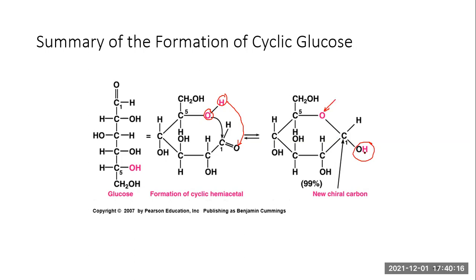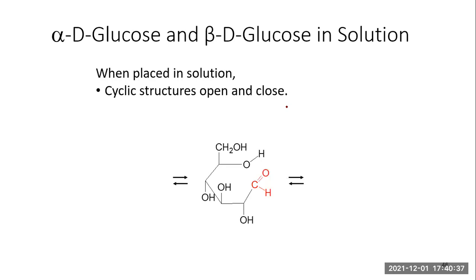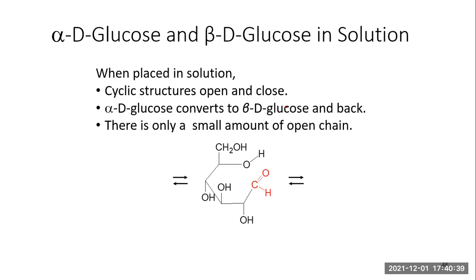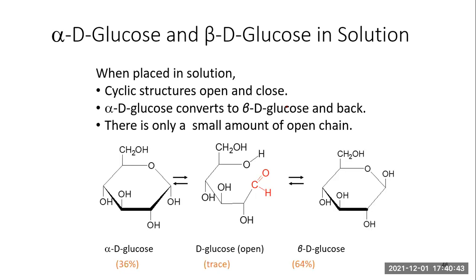The double bond actually becomes the OH group that's on the outside here at carbon number 1 in this particular case. And again, we make a new chiral carbon, which has one group that's different, two groups that are different. Everything to the left here is different, and everything to the right there is different as well. Now, alpha D-glucose and beta D-glucose will open up and close the ring.